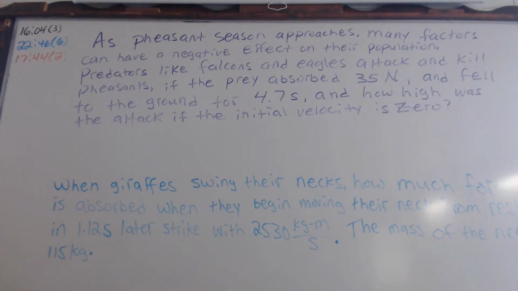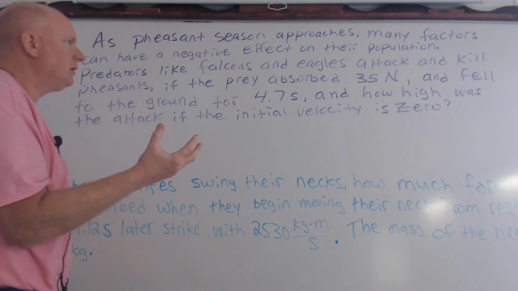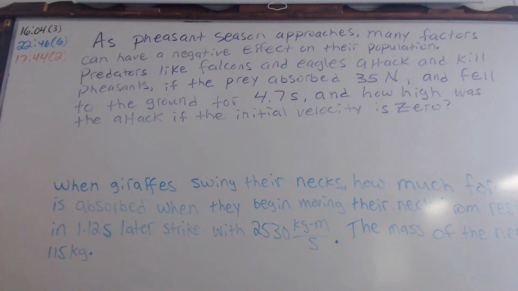Okay, so as pheasant season approaches, many factors can have a negative effect on their population. Predators like falcons and eagles constantly, I wouldn't say attack them, but they are on their list of prey items. So if they attack and kill pheasants, if the pheasant absorbed 35 newtons of force and fell to the ground for 4.7 seconds, we want to know how high was the attack if the initial velocity is 0. So what you're looking for is how high was that.